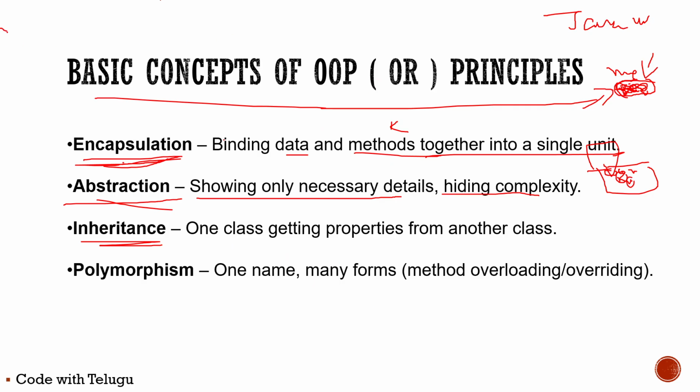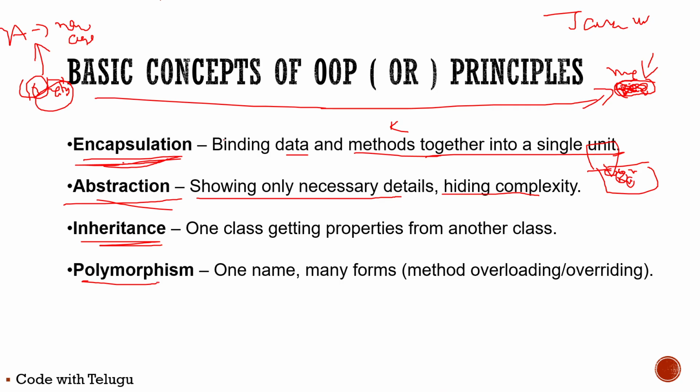Inheritance. Inheritance means one class getting properties from another class. There is a class A. It has some properties: name and age. Class B has city. This class B can derive properties from class A. There are some types of inheritance. We can learn them in the next sessions.